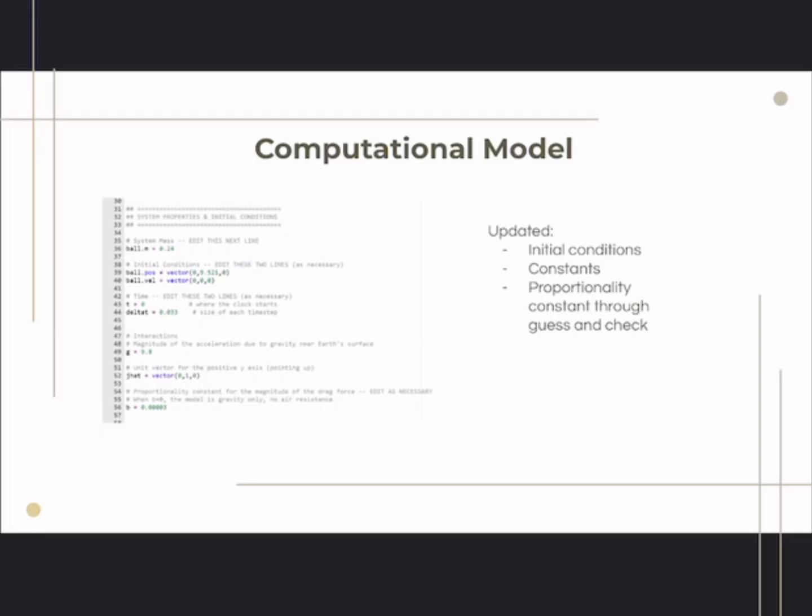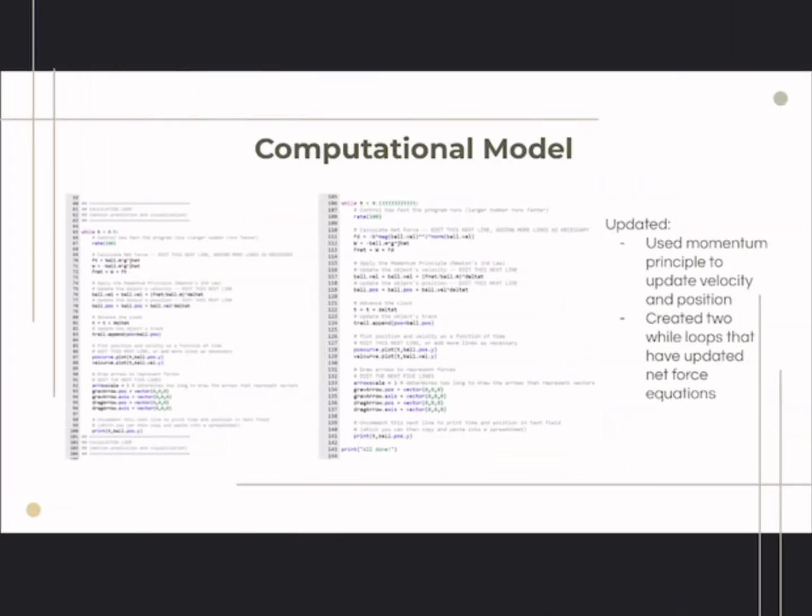So for the computational model, we use GlowScript, and for the first part of our code, I updated the initial conditions, the constants, and the proportionality constant, and this is found through using guess and check to try to match both of the models. For the second part, I also created two different while loops. In the first while loop, we updated the momentum principle to update the velocity and position, and both of these while loops have updated net force equations to reflect the net force in each of these parts.